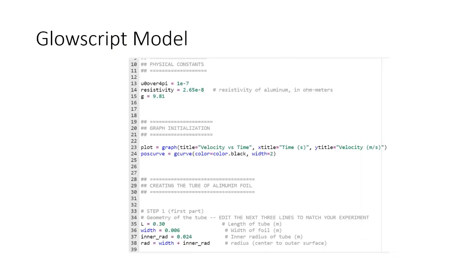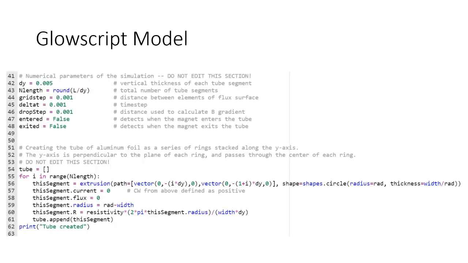So this is the first part of the GlowScript model, and all it's doing is outlining your physical constants, starting your graph, and creating the aluminum foil object as a stack of rings, essentially. And now these are just certain numerical parameters and creating all of those rings for the aluminum foil. This code was given to us.